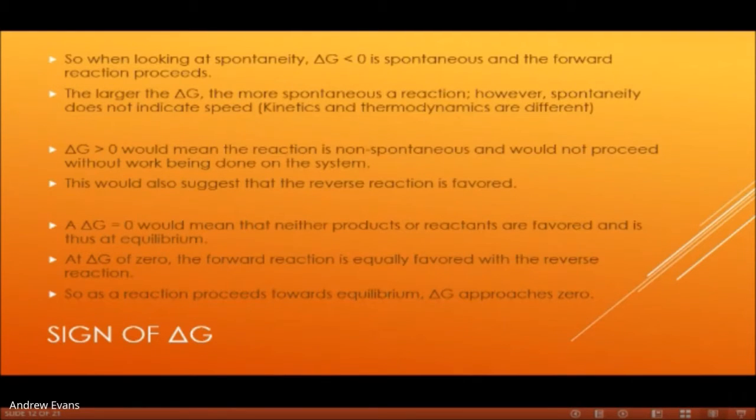Now, in a reaction, delta G will proceed from negative and approach 0. It's going to slowly increase until we get to 0. If it shoots past and goes to positive, then it would have to swing into reverse. But delta G is going to gradually approach 0 as a reaction goes forward.